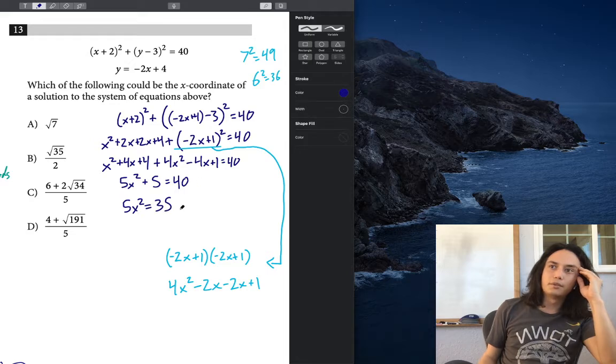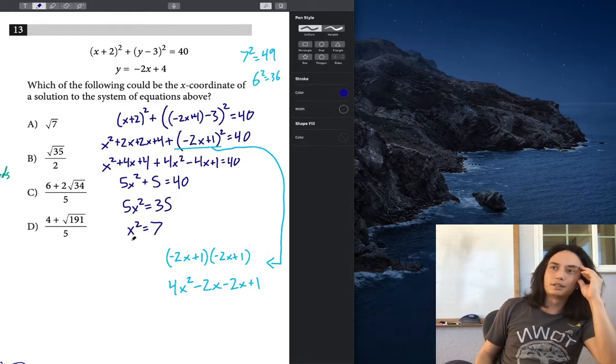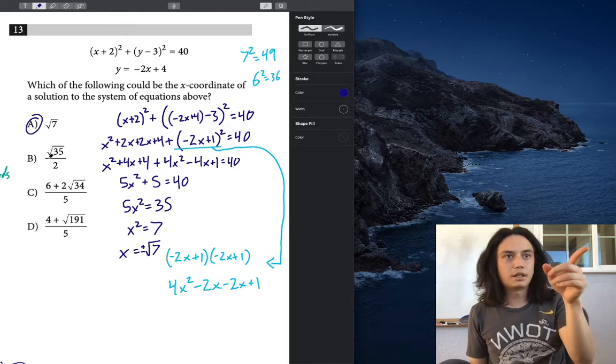All right, we're taking this 5 and moving it over. So 40 minus 5, 35. We're going to divide by 5 now. x squared equals 35 divided by 5, that's 7. Oh, we don't need to use the quadratic formula. This is amazing. x squared is 7, so we're going to take the square root of both sides. It's plus or minus square root of 7. So square root of 7, this is our right answer. Whew, thank God. Question 13, it's A.